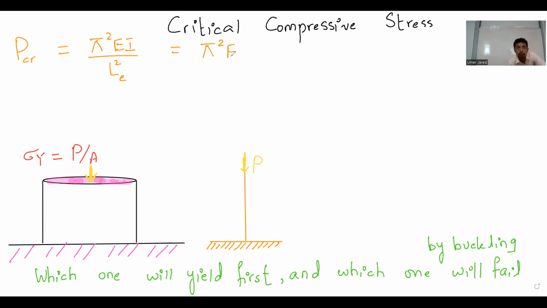Pi square E. Anyone who remembers the formula for moment of inertia, area moment of inertia? Not C over I. No, area moment of inertia. BH cube by 12 is for a rectangle. Can you give me any general formula for moment of inertia? Any general formula, like one formula that can be the answer to everything?